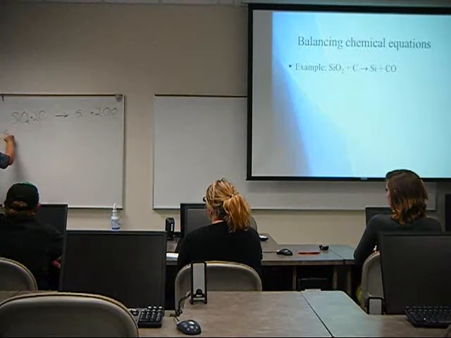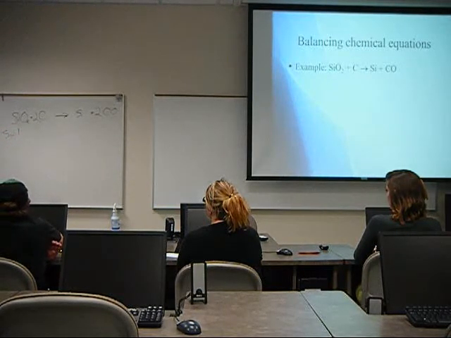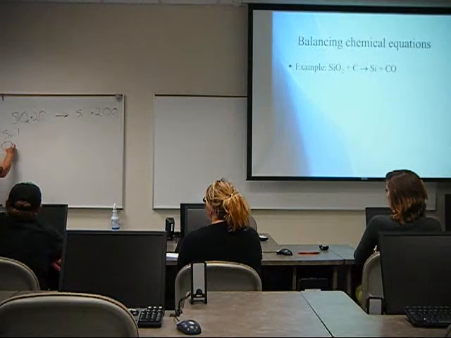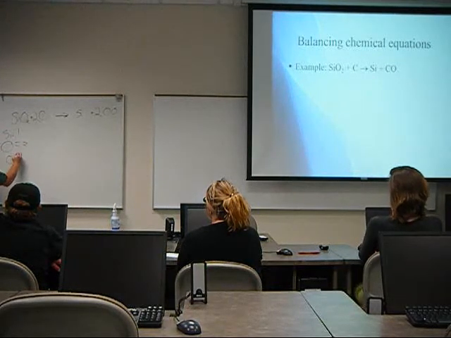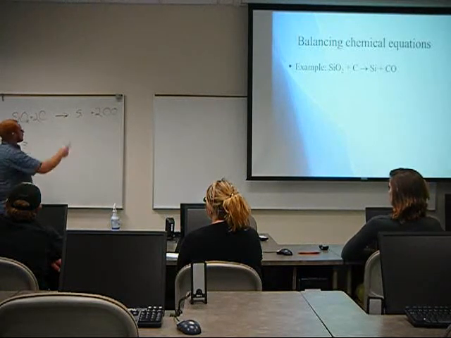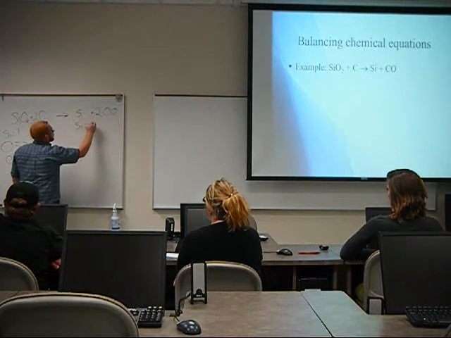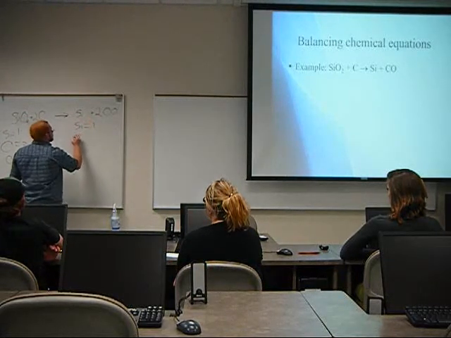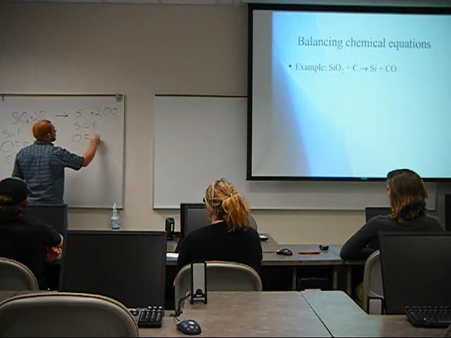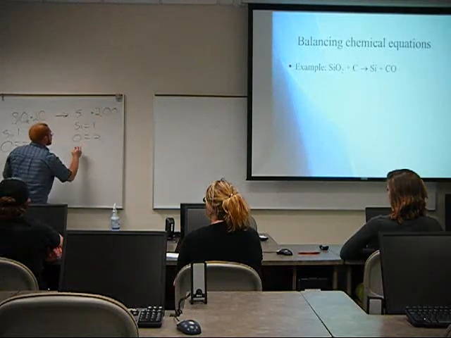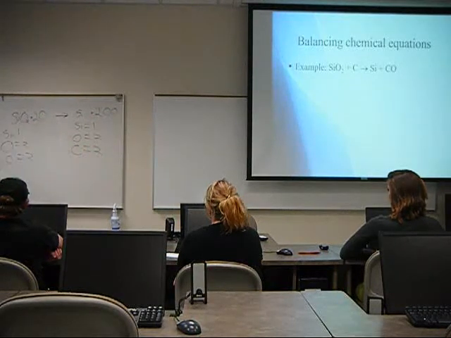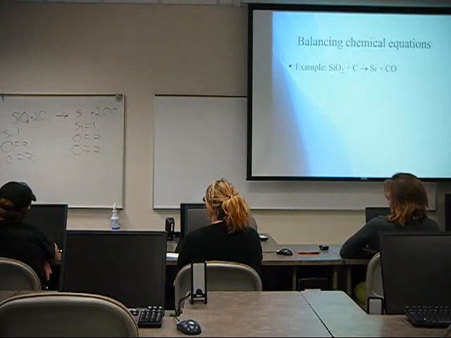Okay. So for Si on the left, I have 1. For oxygen on the left, on the reactant side, I have 2. And for carbon on the reactant side, I have 2. So now I'm going to go over to this side, to the product. For Si, I have 1. For oxygen, I have 2. And for carbon, I have 2. Hey, that looks balanced to me.